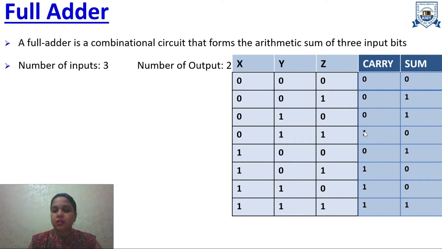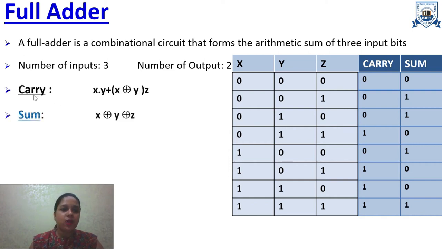Now if this is 1, then it will be x bar dot y dot z plus the next one. So we will see what will be the Boolean expressions for this full adder. The evaluated values are carry is x dot y plus x XOR y dot z, and the sum is x XOR y XOR z. But you must know the derivation, how these values are derived. So let's move to that portion.